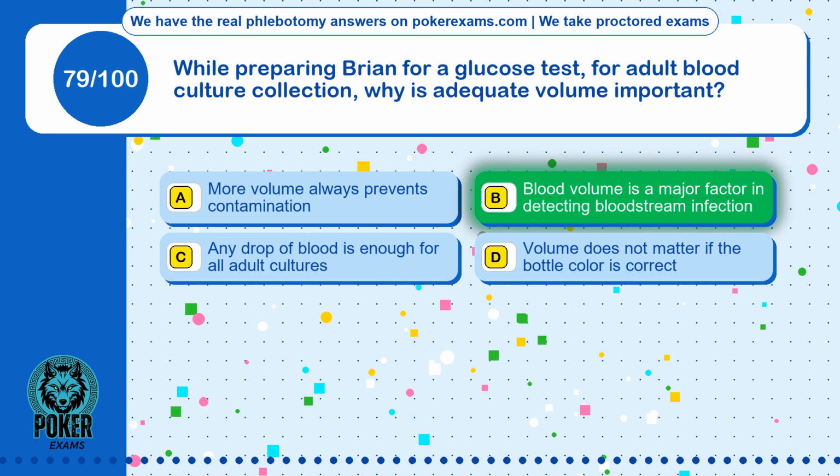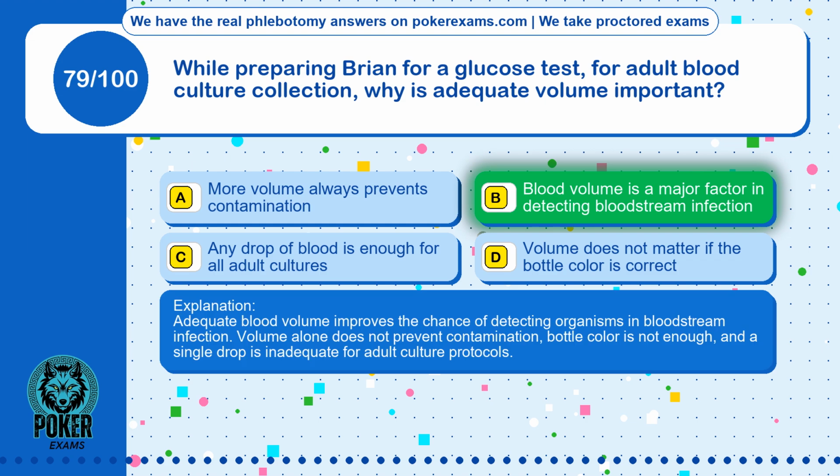The correct answer is option B. Blood volume is a major factor in detecting bloodstream infection. Adequate blood volume improves the chance of detecting organisms in bloodstream infection. Volume alone does not prevent contamination, bottle color is not enough, and a single drop is inadequate for adult culture protocols.